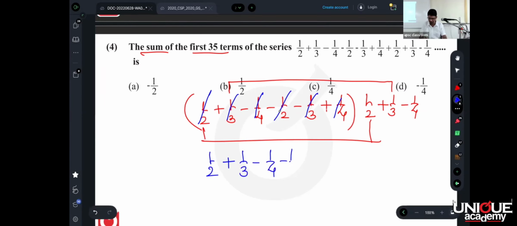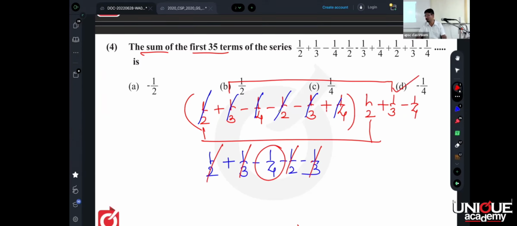We have these, of which the first and this one are cancelled. Then the second and fifth ones will be cancelled. What is left over there? Minus 1 by 4 is the answer. So option D is the answer. In this way, in the exam, what we need to do? Is it clear?